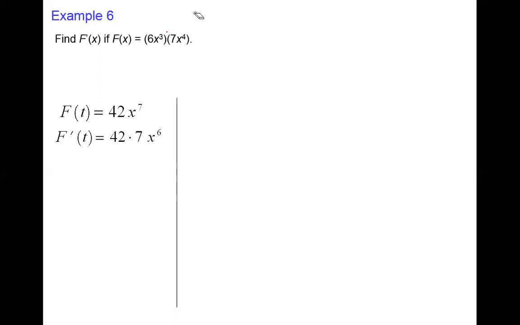The derivative will be 42, copy, times 7x to the power of 6. 42 times 7 is a big number, but we can take a minute and get the answer: 294x to the power of 6. Simple and easy. But let's look at this one.